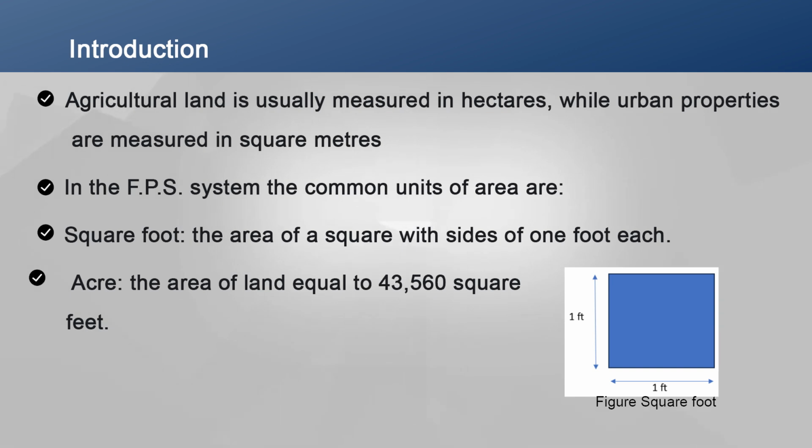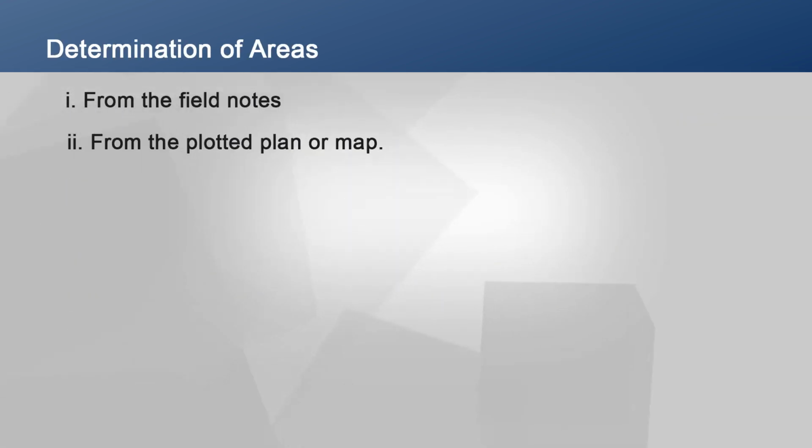Now we will discuss the FPS system. What is the FPS system? Foot pound second system of units. So in the FPS system, what are the common units of area? The important units are square foot and acre. How can we define a square foot? It is the area of a square with sides of 1 foot each. And what is the acre, which is a very popular unit? Acre is the area of land equal to 43,560 square feet.